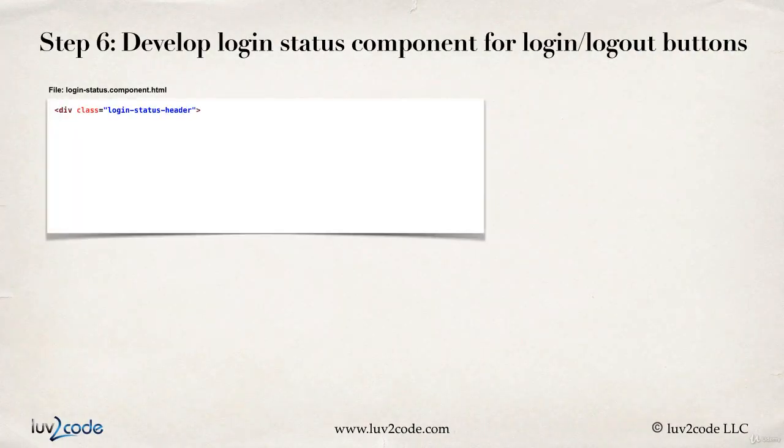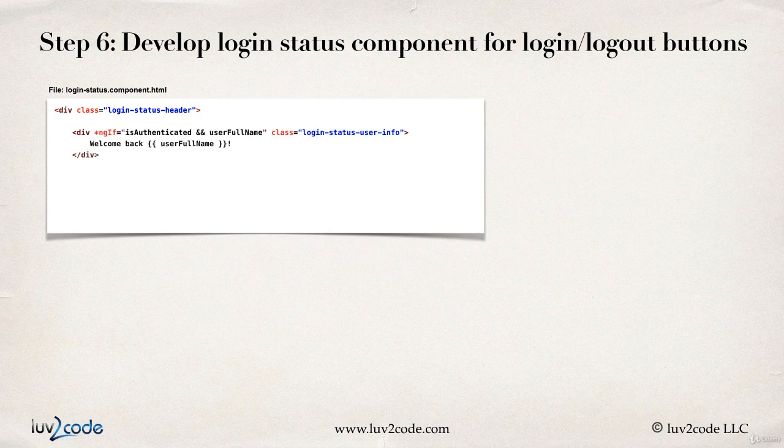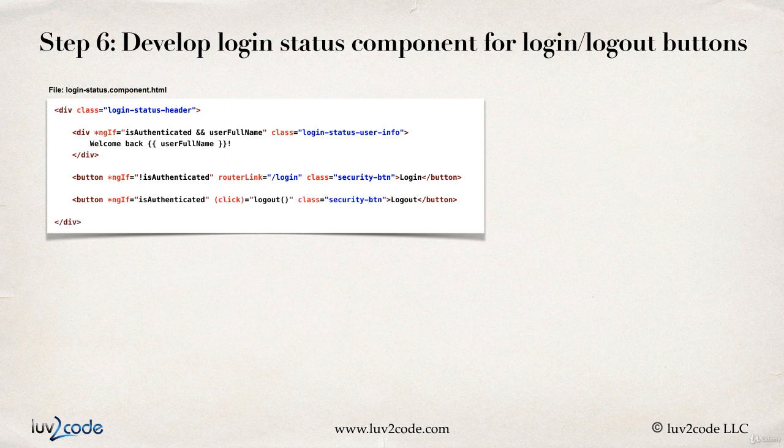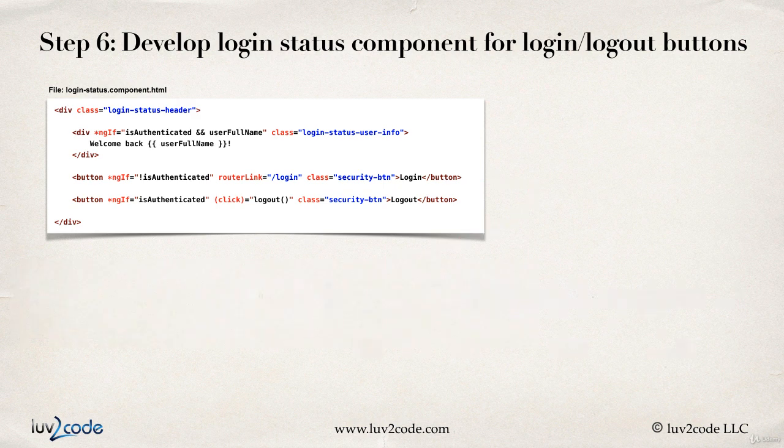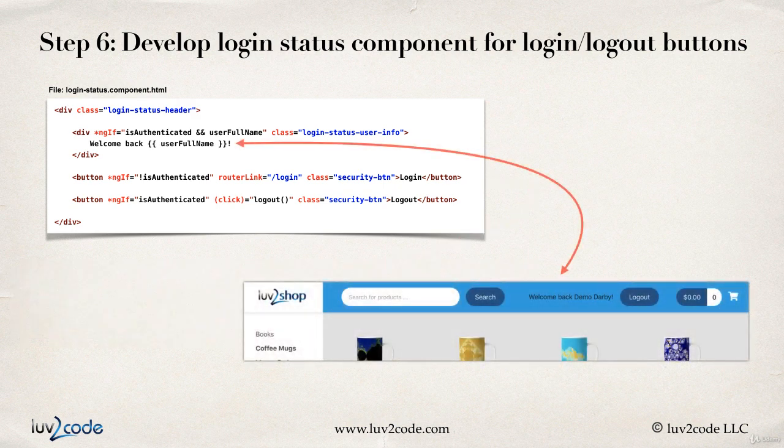Okay, we also have some work to do on our login-status.component.html page. So we'll set up this div and we'll make use of ngIf. If they're authenticated and userFullName is set, then we'll say welcome back, userFullName. We'll also have another ngIf. If not authenticated, we'll show them the login button. And if they are authenticated, then we'll show them the logout button. So here, login displays the login button. If they're already logged in or authenticated, then we say welcome back, username. And then we also provide a logout button for them.